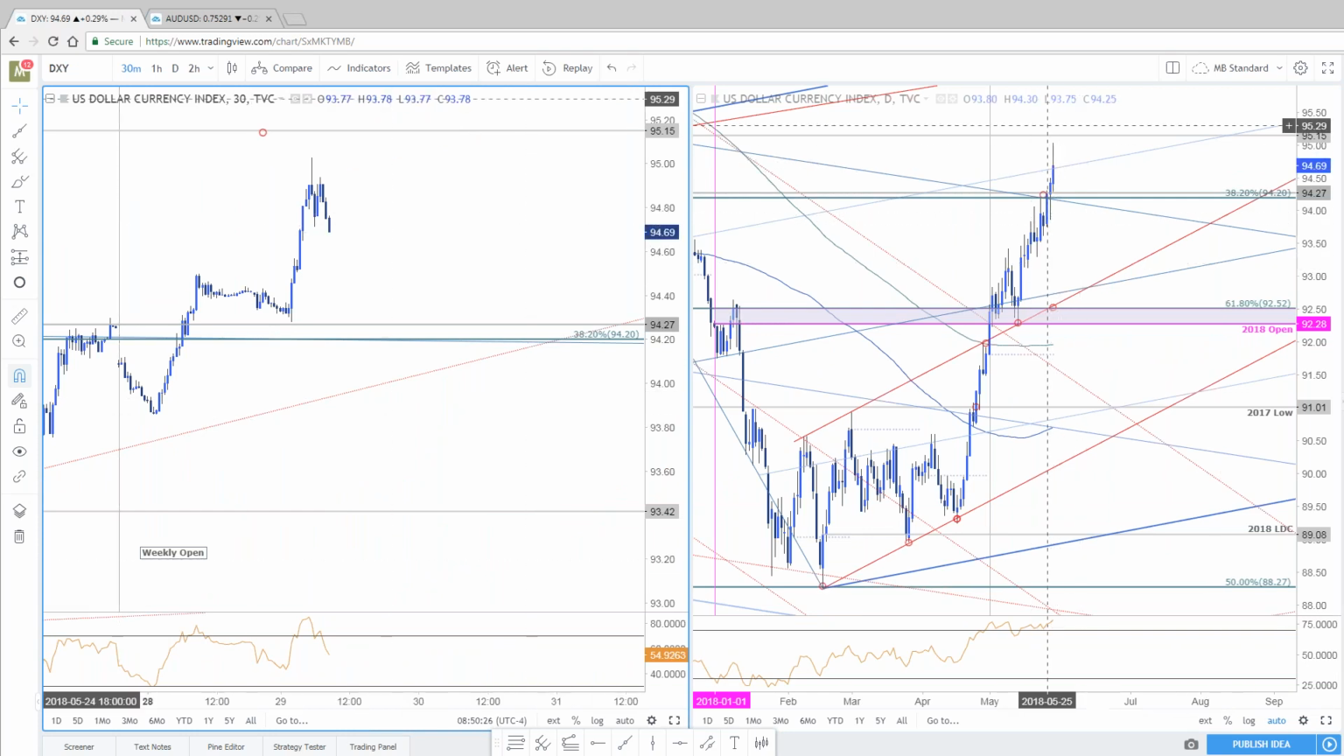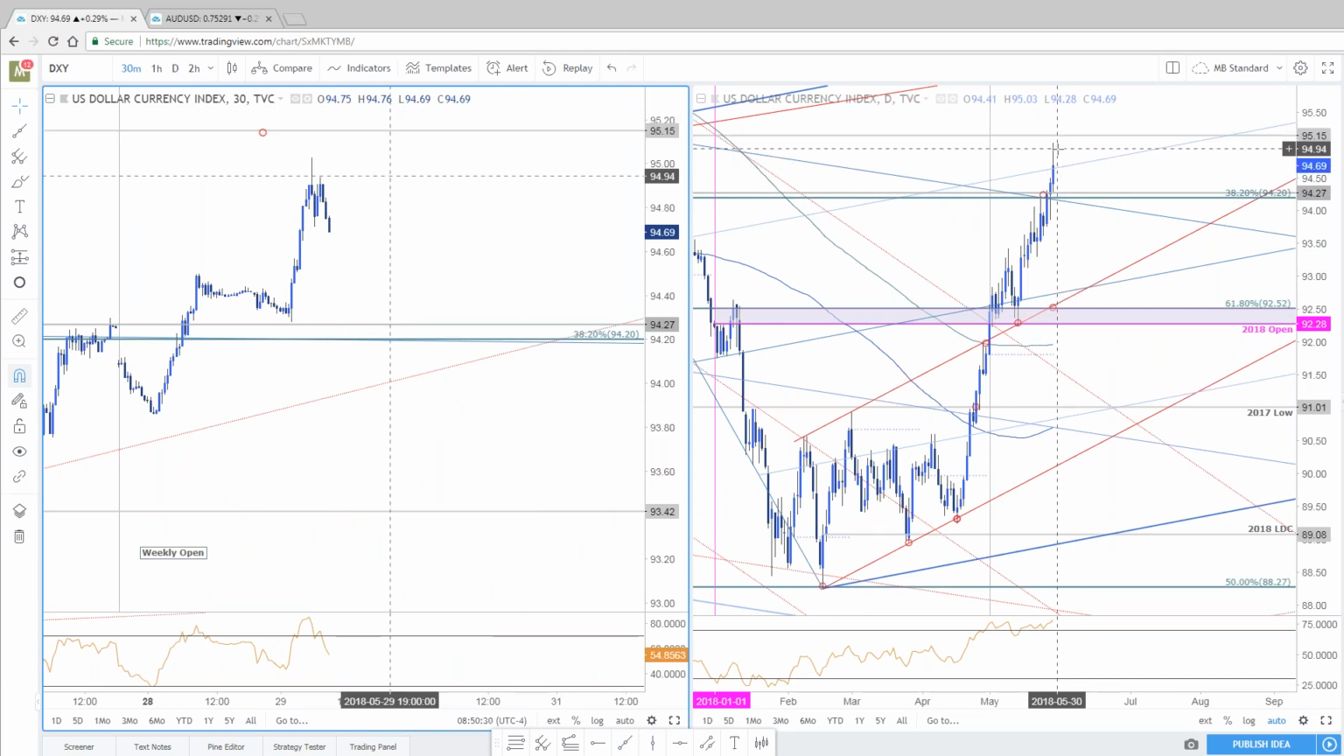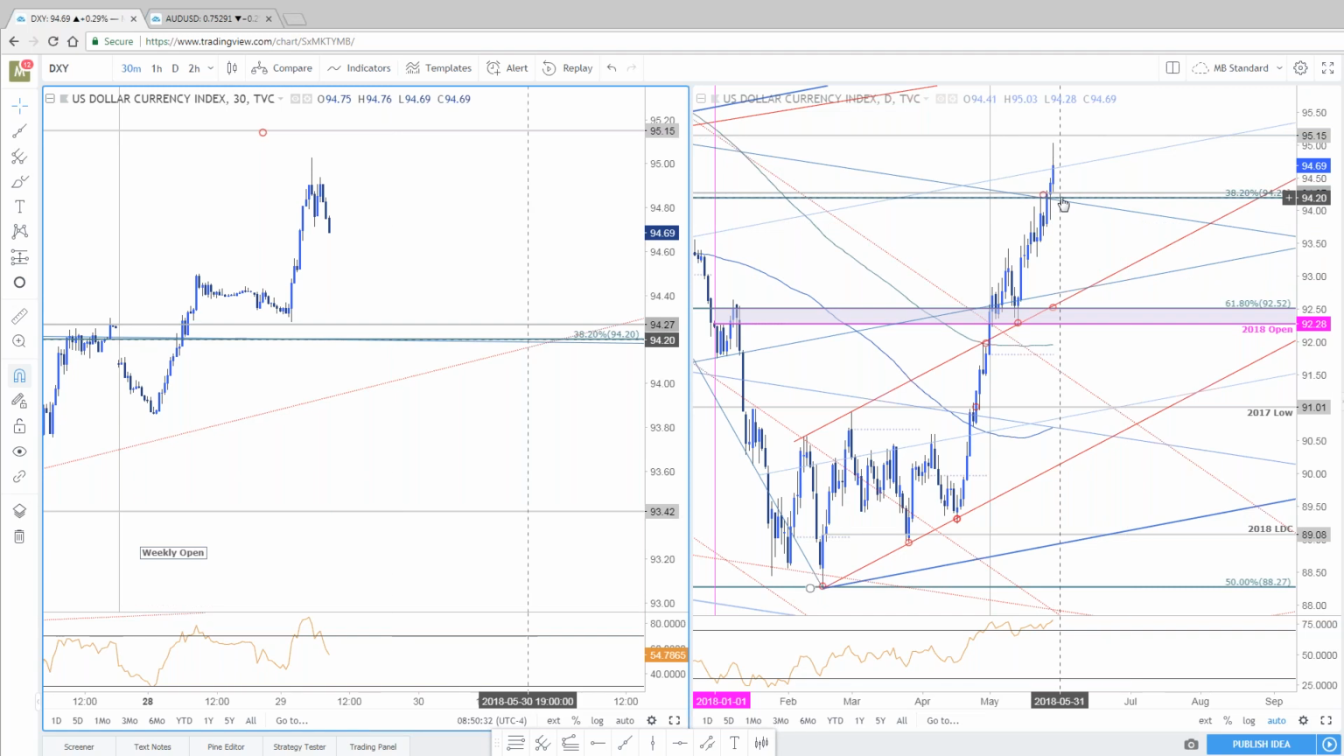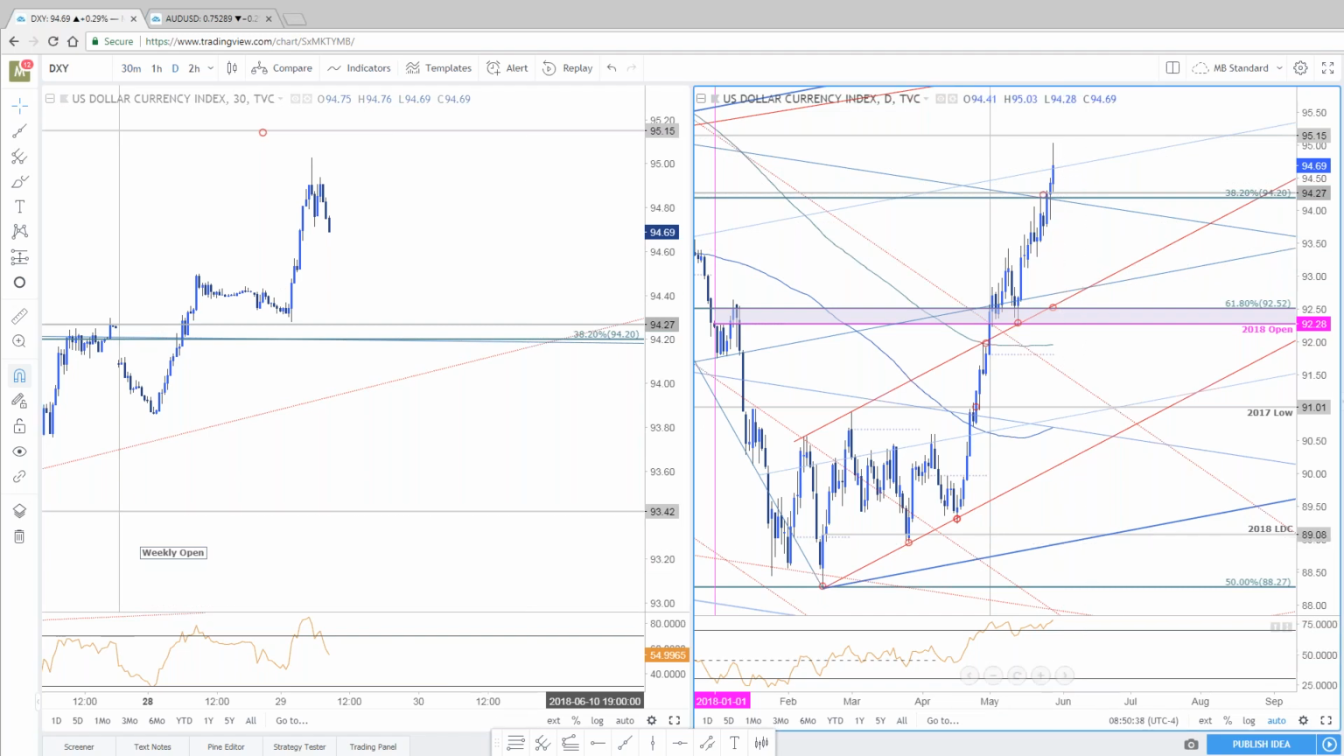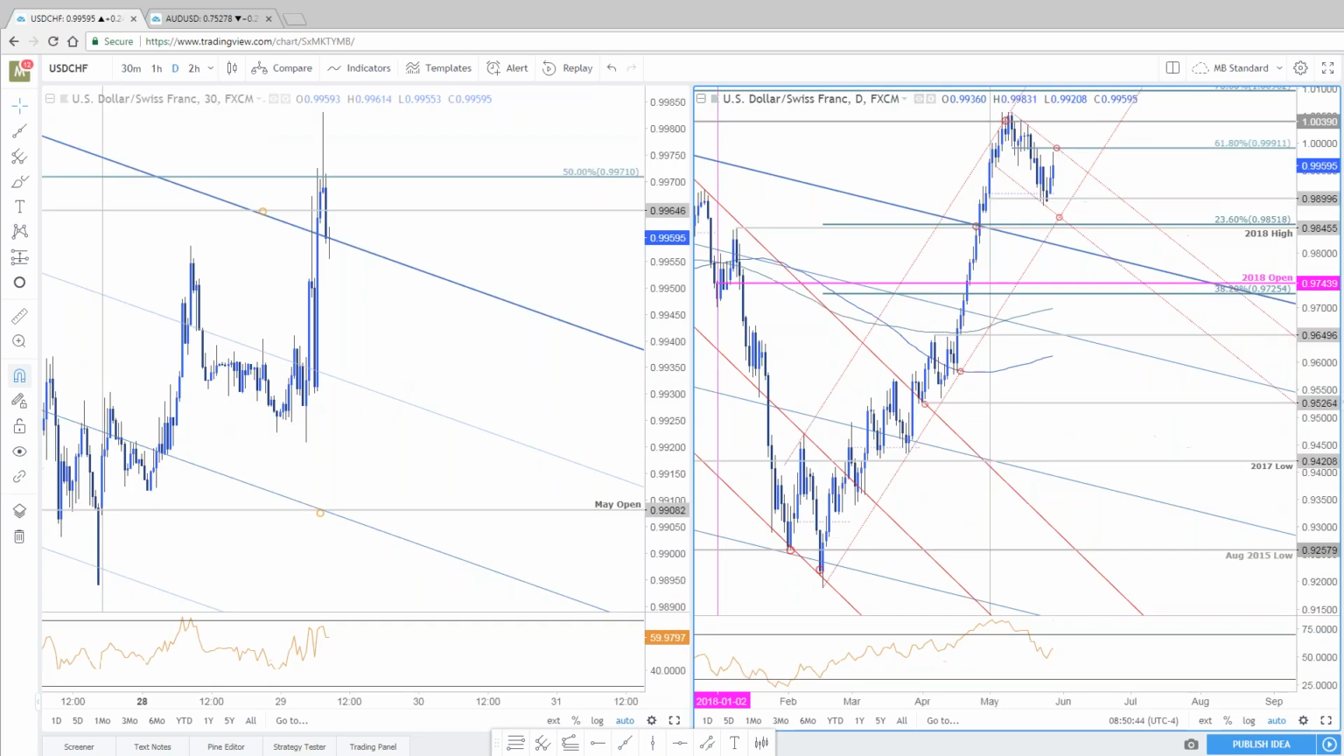Nothing would make me happier than to see this thing maybe spike into 95.15 or even from here, just start to collapse through. Again, 94.20 would be that level that would give us the suggestion that maybe, in fact, a more significant high is in place. Okay, so Swissy. Any questions on Swissy?